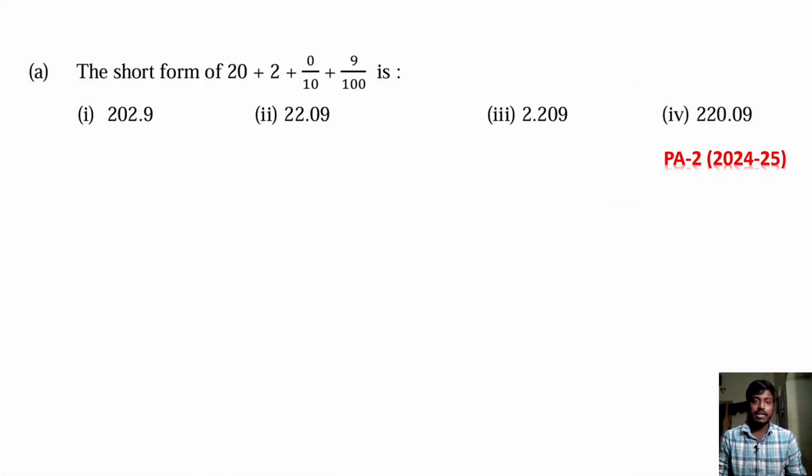First question. So tell me the standard form. 20 plus 2 means we can write 22. Yes or no? After that, point 0 because of the tenth and the 9. So the answer is 22.09. Option number 2. Clear?